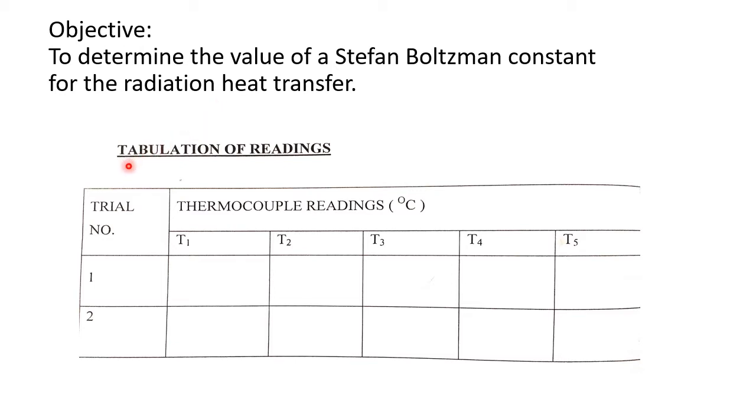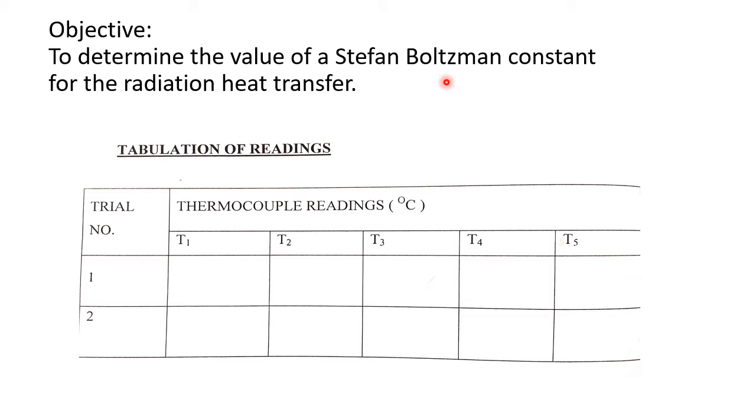So this is the tabular column. Before that, we are going to calculate the Stefan Boltzmann constant here. The Stefan Boltzmann constant value, that is sigma, is given by 5.67 into 10 to the power minus 8 watt per meter square Kelvin to the power 4.